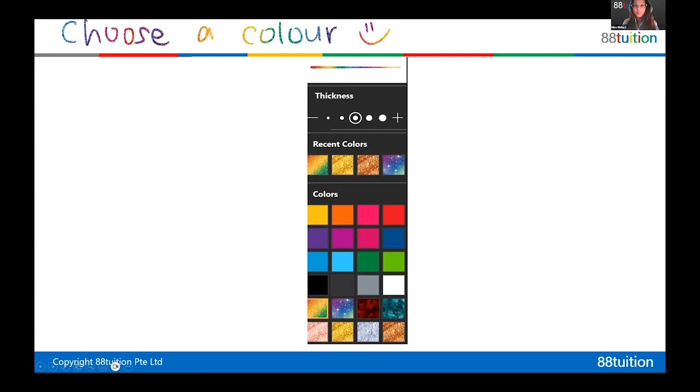Anybody want to choose my pen color? Yeah, I will choose my pen color. I'm going to continue with rainbow.